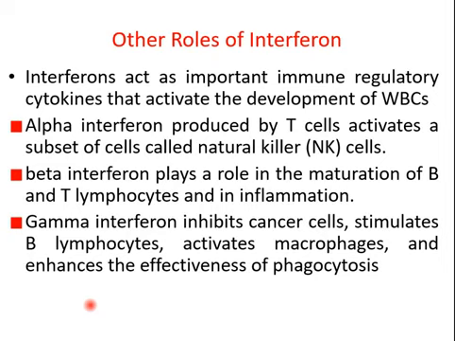We have another role of interferon. Interferons act as important immune regulator cytokines that activate the development of white blood cells. Alpha interferon, produced by T cells, activates a subset of cells called the natural killer cells. Beta interferon plays a role in maturation of B and T lymphocytes and in inflammation. Gamma interferon inhibits cancer cells, stimulates B lymphocytes, activates macrophages, and enhances the effectiveness of phagocytosis.